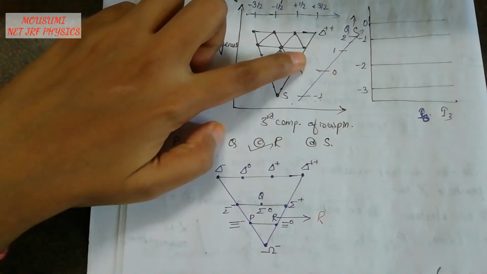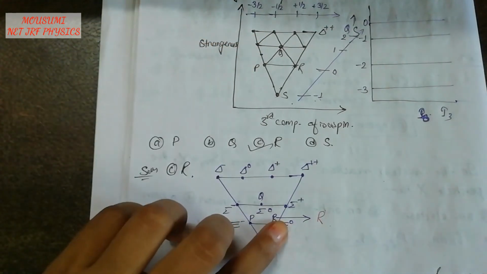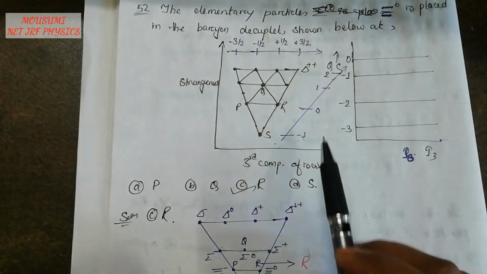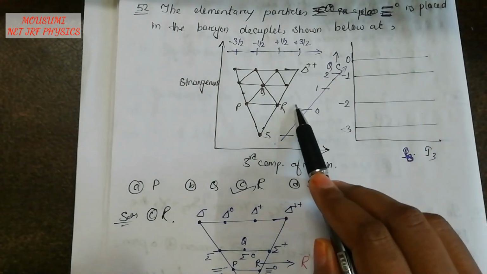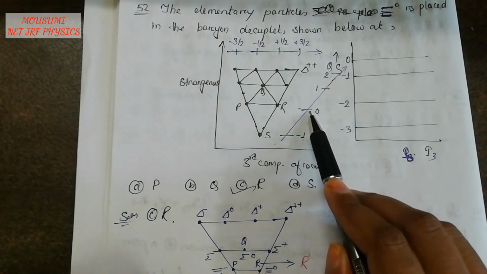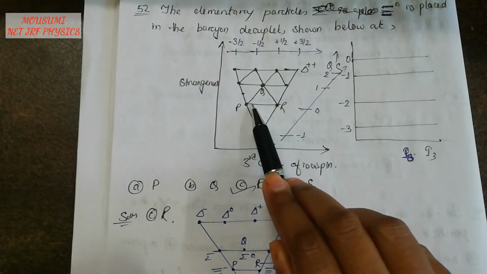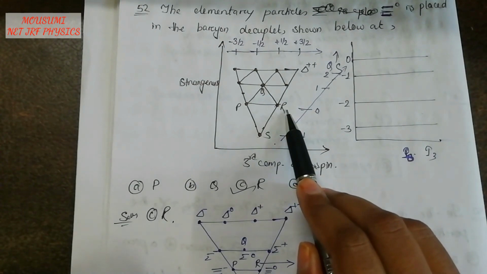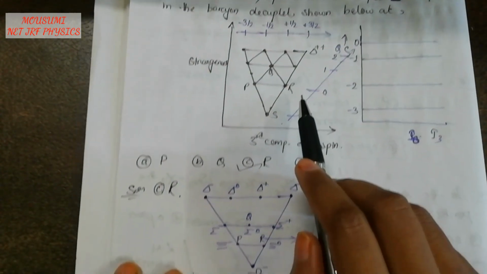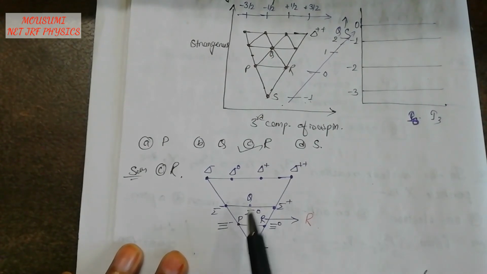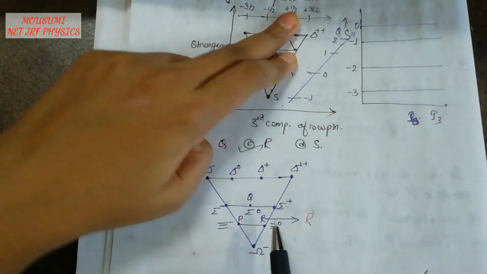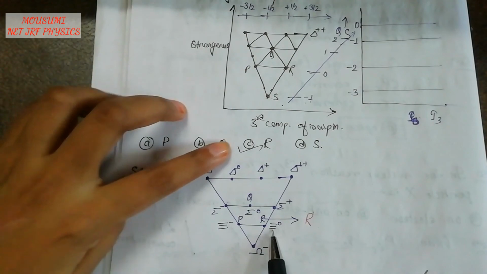So we have charge. Okay, the charge for Xi0 is what? 0. So if you see here, the charge in this case is what? 0. Okay, if you see corresponding to this, which elementary particle is here? R, no? Right? So if you have written PQR here, you can see the particle here is what? R. So the elementary particle Xi0, it is placed in the baryon decuplet at which position? At the position of R. So the correct option is R here.